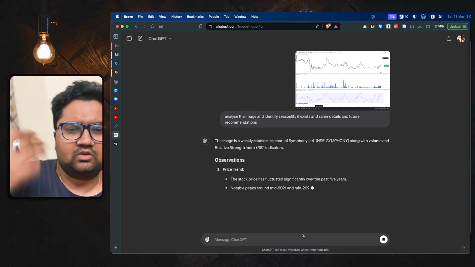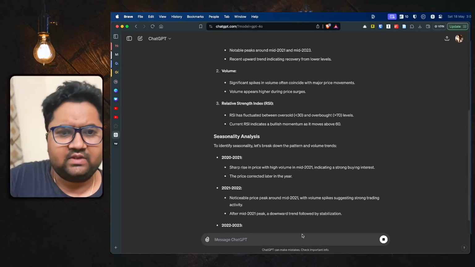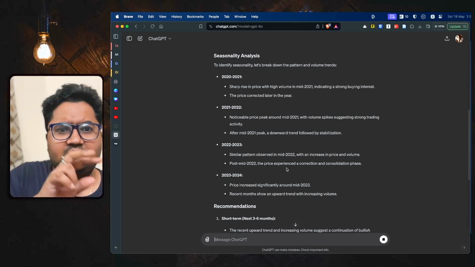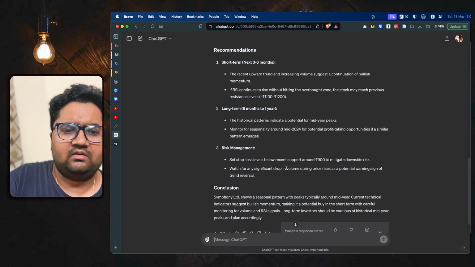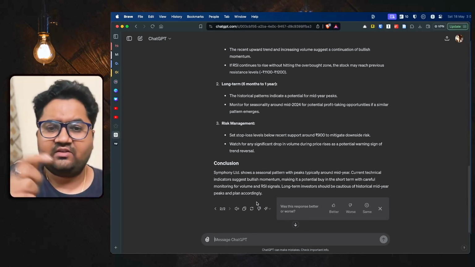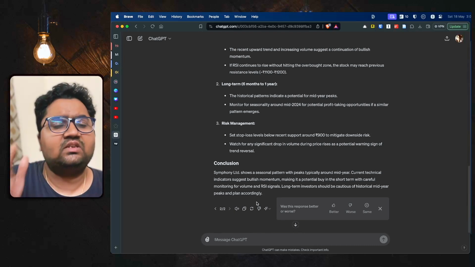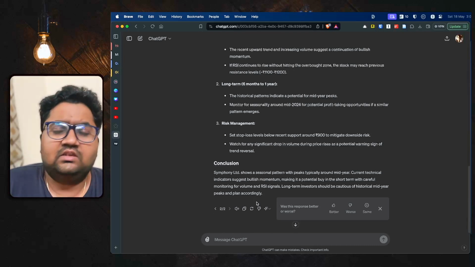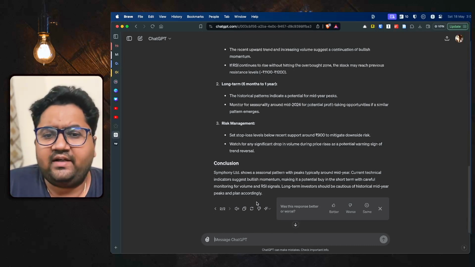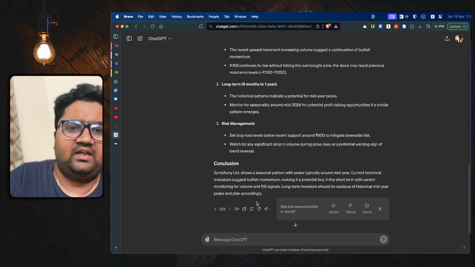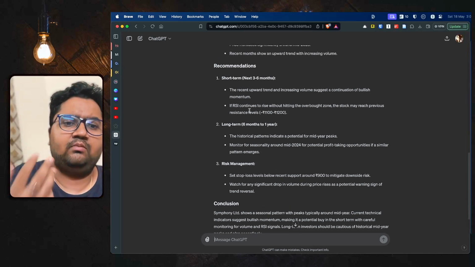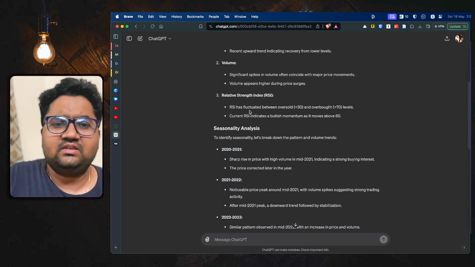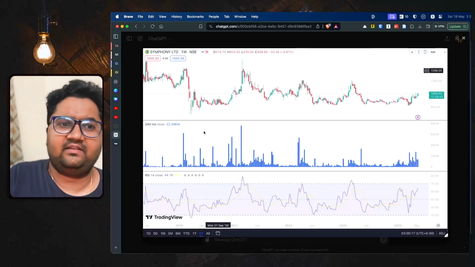Yeah, so now it's going to deep dive with volume and all of that. Now it's looking at the seasonality analysis. For 2021, it's looking at year-wise recommendations, and it's finally giving a very strong conclusion that Symphony shows a seasonal pattern with peaks typically around mid-year, which is somewhere around the summer. Technical indicators do suggest bullish momentum right now, making it a potential buy in the short term. I think it's also recommending short-term, long-term, and risk management strategy, for stop loss and things like that. So this is a very accurate and very decent summarization.